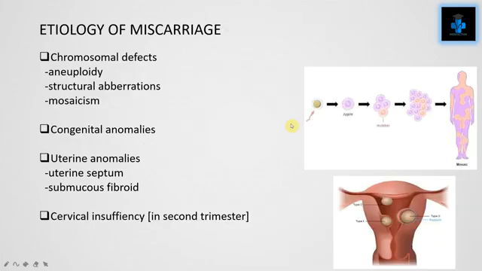Now let's discuss some of the etiology or causes of miscarriage. First, we have chromosomal defects, which may be due to aneuploidy, structural aberrations, or mosaicism. Other reasons are congenital anomalies and uterine anomalies, which may be either uterine septum or even submucous fibroid. Then we have cervical insufficiency in the second trimester.